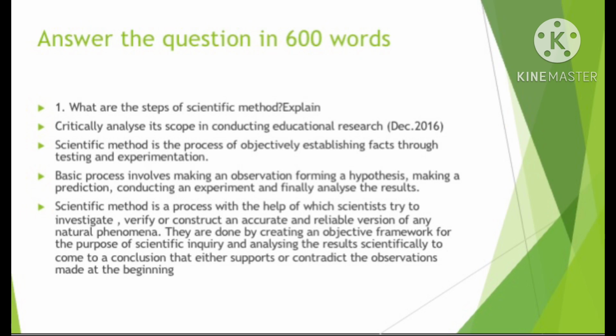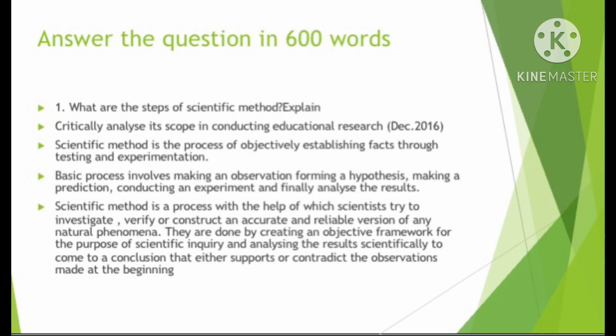Scientific method is the process of testing and experimentation that we are doing very objectively or in a systematic way. So the basic process involved here is we are observing something in the universe and we are forming a hypothesis on that, then making a prediction. Then afterwards we are conducting an experiment, and finally we analyze the result or we analyze that observation.